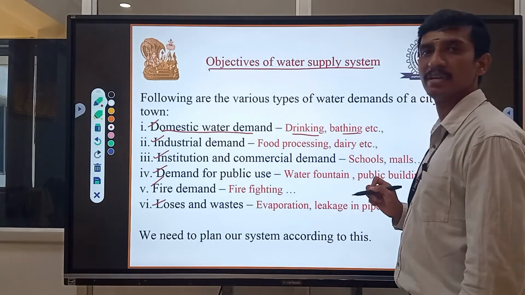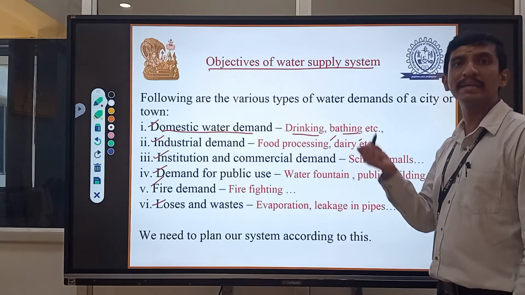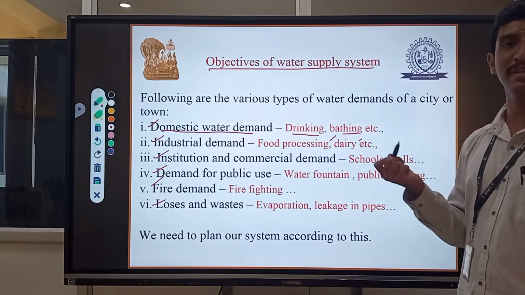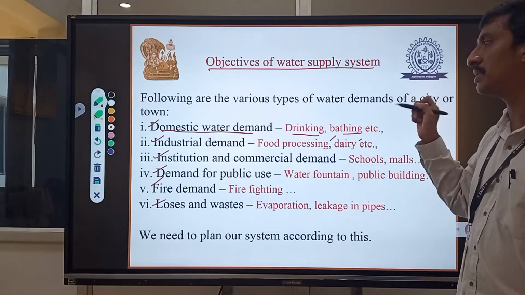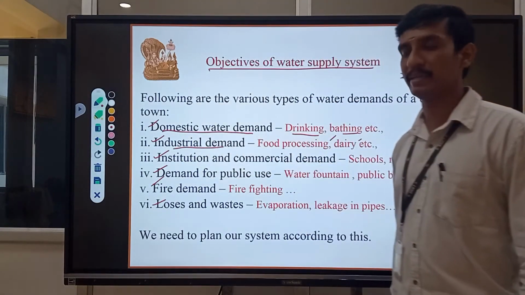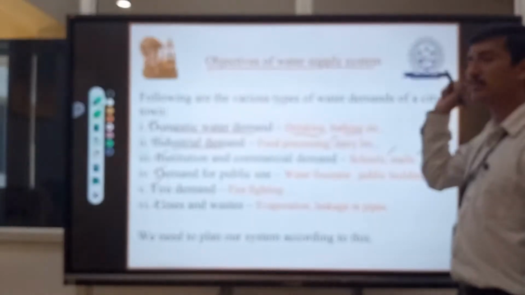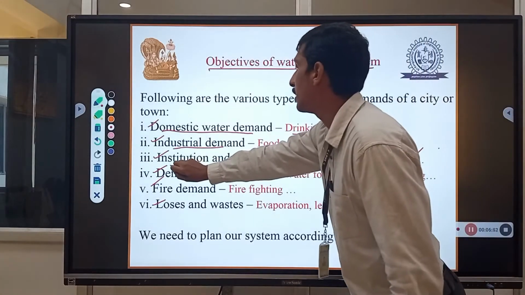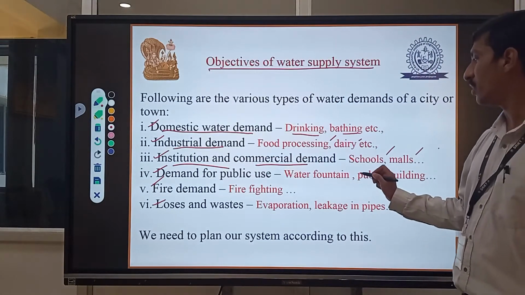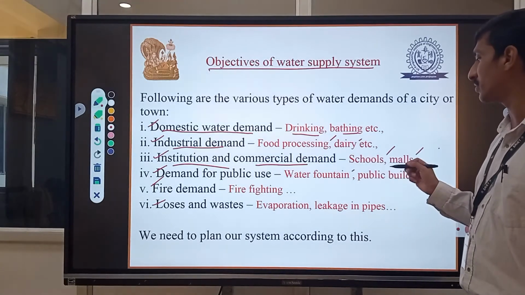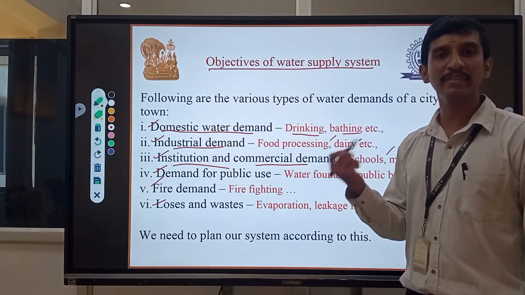Then industrial water demand. In the case of industries like food processing, dairy and dyeing factories, they use water for those industries. In that case, the government supplies the water. That demand is called industrial demand. And then in the case of schools, malls and shopping complexes, they use water. That requirement is called institutional and commercial demand. Then the demand for public use: public water fountains and public buildings like the collector office and bus stand, where they supply that water.